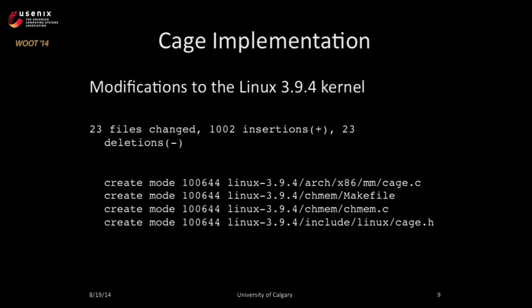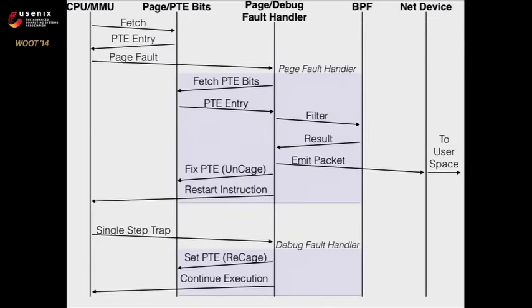Cage is fairly small. I mean, people can argue about whether 1,000 lines of code is small or not, but it's a fairly lightweight impact on the existing kernel, right? We add a few pieces of functionality. Mainly the changes are in the page fault handler and the debug handler and stuff like that. I'm not going to walk you through this.